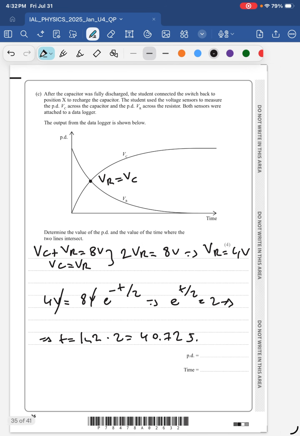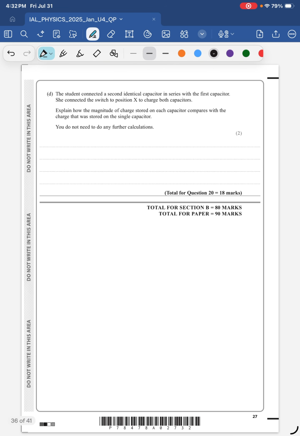Moving on to part D. The student connected a second identical capacitor in series with the first capacitor. She connected the switch to position X to charge both capacitors. Explain how the magnitude of charge stored on each capacitor compares with the charge that was stored on the single capacitor. You do not need to do any further calculations.